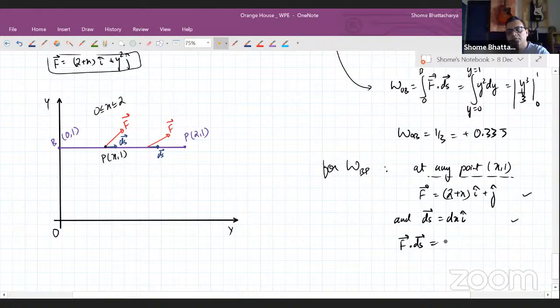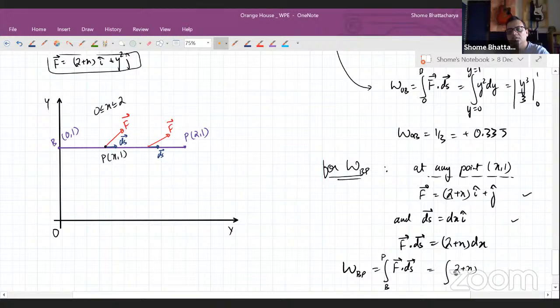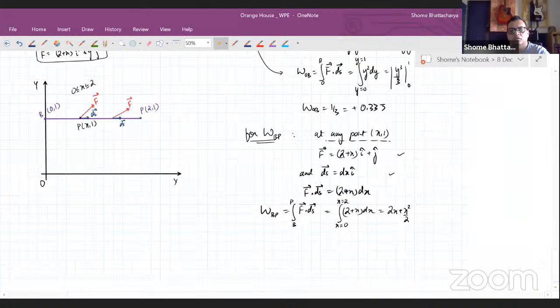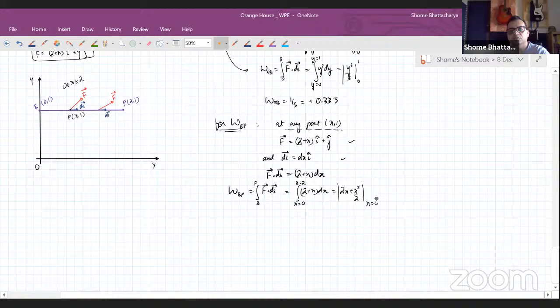So now your f dot ds, that is the dot product of these two. So that becomes (2 plus x) dx. So the work done from B to P becomes integration of (2 plus x) dx from x equal to 0 to x equal to 2. That is again the same thing, 2x plus x square by 2, with limits going from x equal to 0 to x equal to 2. So that is again plus 6 joules.